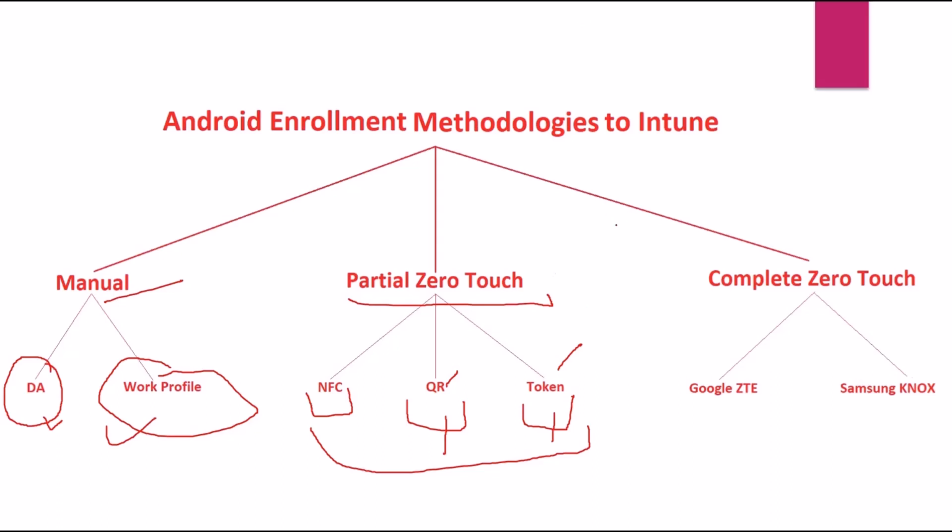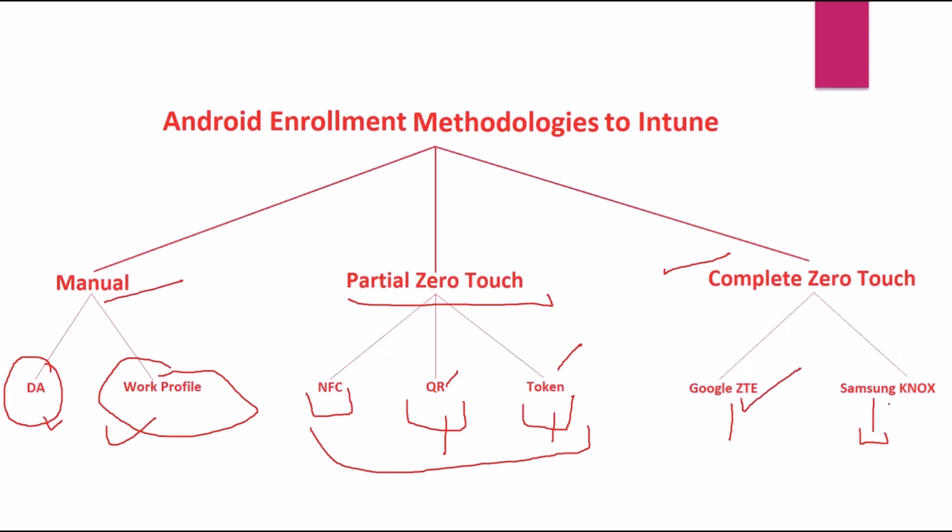So if that is the requirement, then we can do a complete zero touch enrollment of an Android device to Intune as well. And for that, there are two methodologies present. There is something called Google ZTE and there is something called Samsung Knox. So we can do a zero touch enrollment of an Android device to Intune using Samsung Knox or using Google Zero Touch. In this tutorial, we are going to do a deep dive on this.